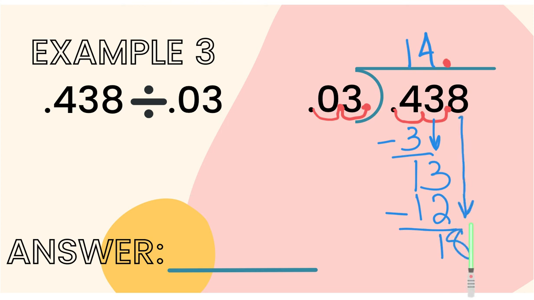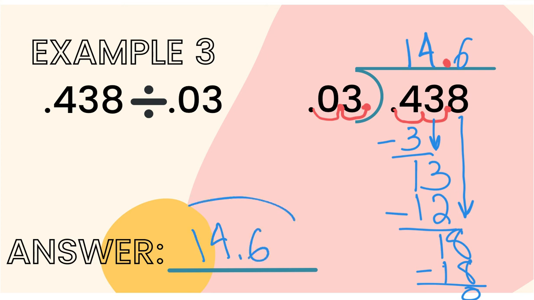Last step, 18 divided by 3. I know that's 6. 6 times 3 is 18. Subtract and we get 0. So our final answer is 14.6. Okay, and it's as easy as that.